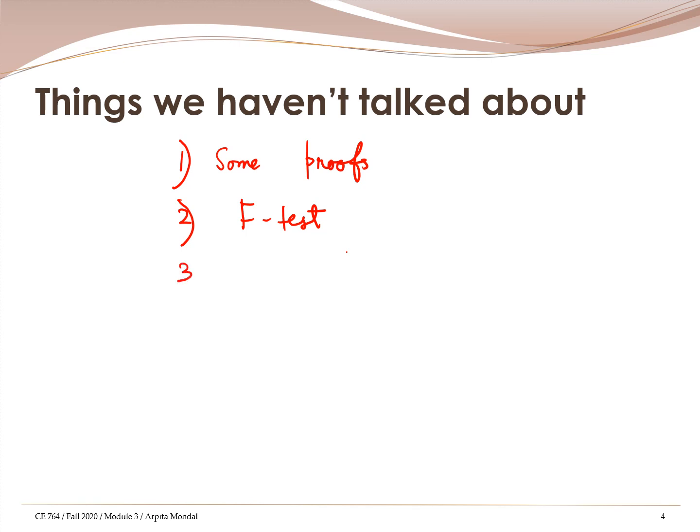The third thing that we have not talked about is the analysis of variance, ANOVA, and ANOVA also has several extensions such as ANCOVA, analysis of covariance, and so on and so forth. All of that we have actually avoided in this course for brevity. Those are related topics. Unfortunately, they fall outside of the current scope of this course.